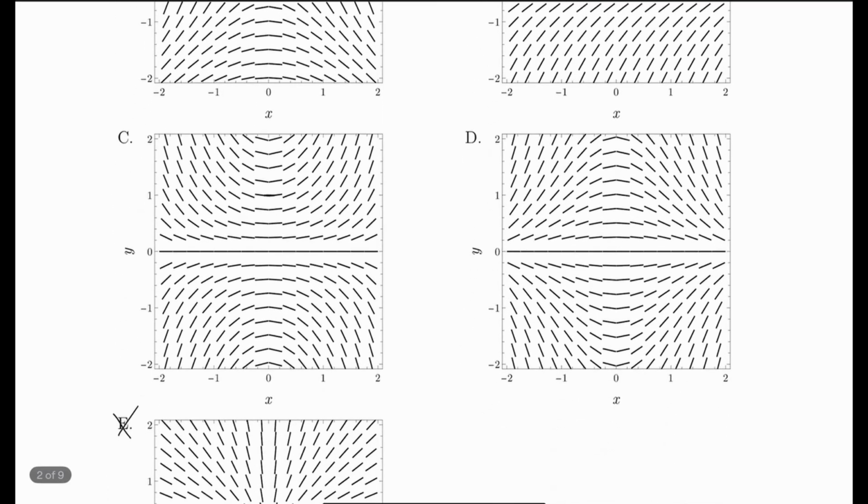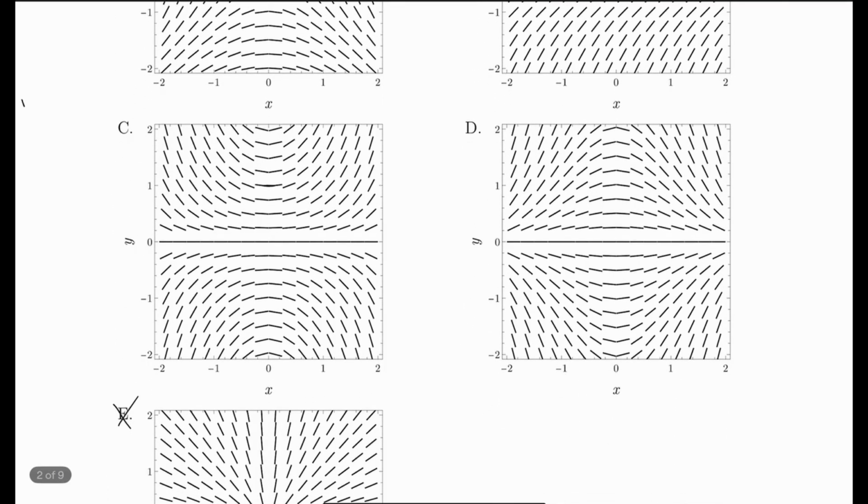This leaves us with just C or D. I'll rewrite, remember, y prime is equal to negative xy. And we can see the main differences between C and D. They seem to be kind of inverses of each other, right? So in the first quadrant of C, we've got a positive slope. First quadrant of D, we have a negative slope.